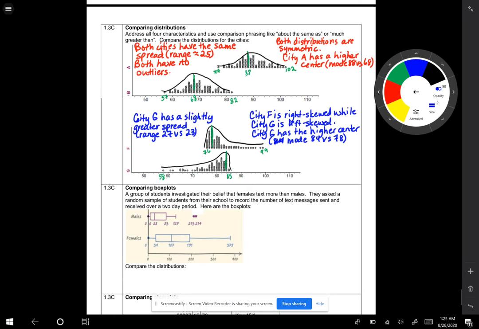City G has a possible outlier while City F does not. I'm going to say possible. Don't know for sure. Can't calculate without lots of real numbers. So City G has a possible outlier while City F does not. Done with that one.